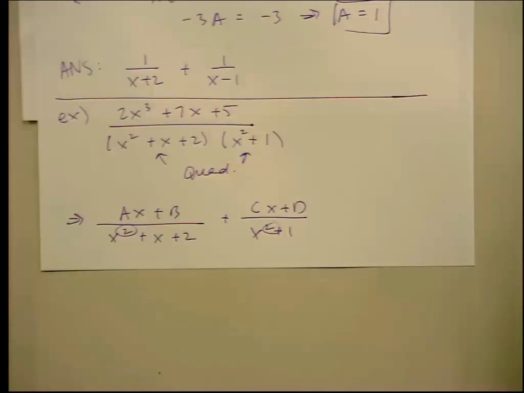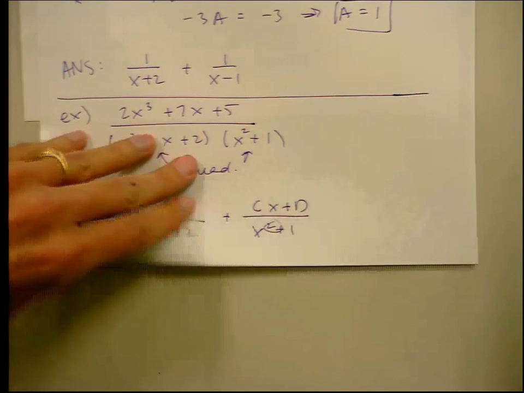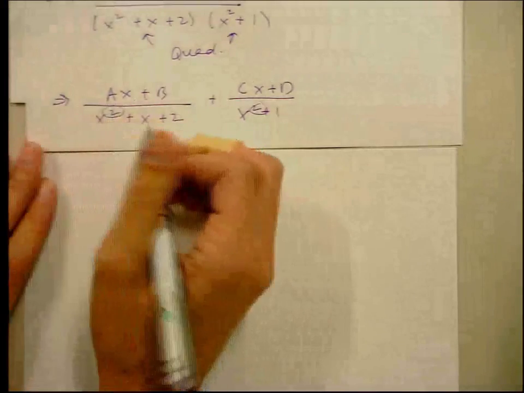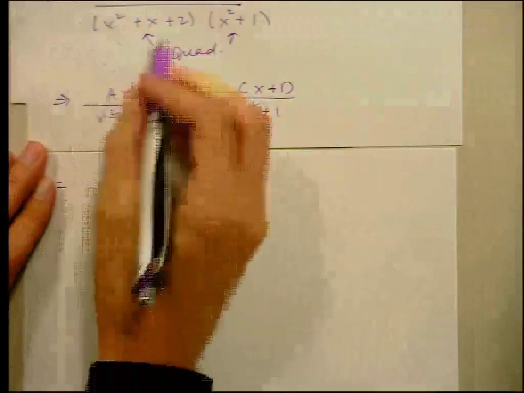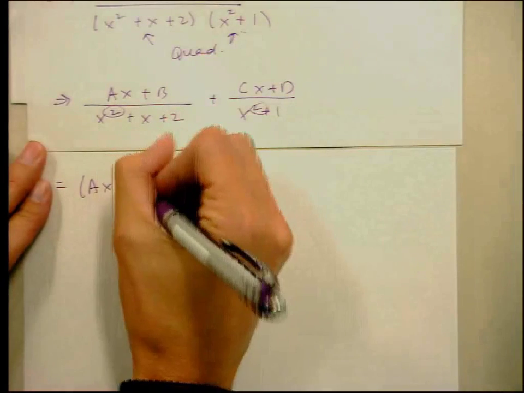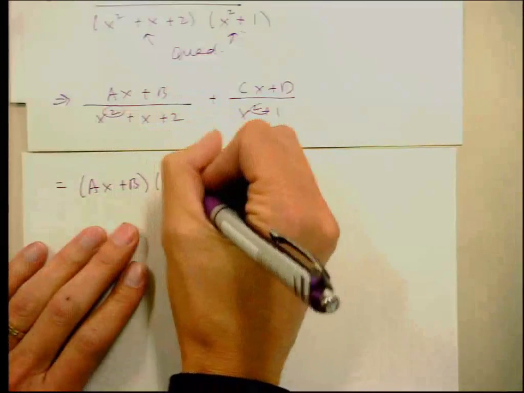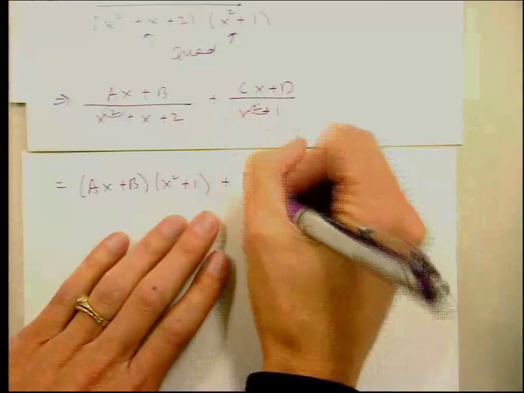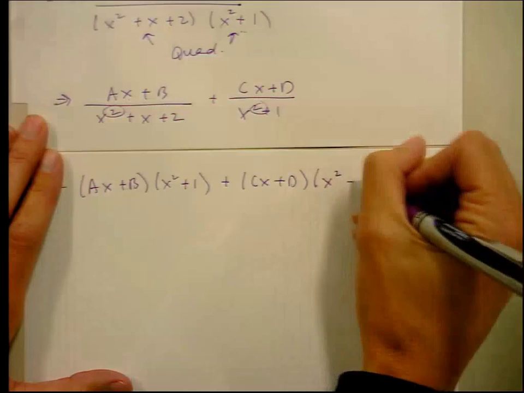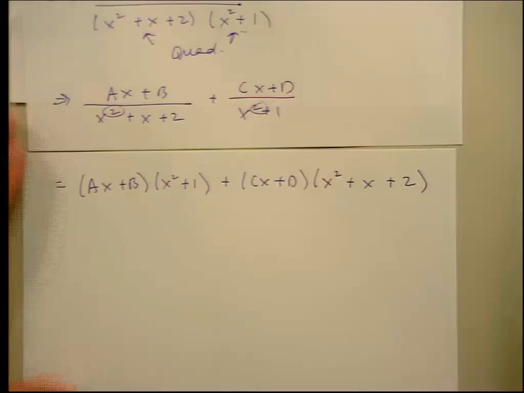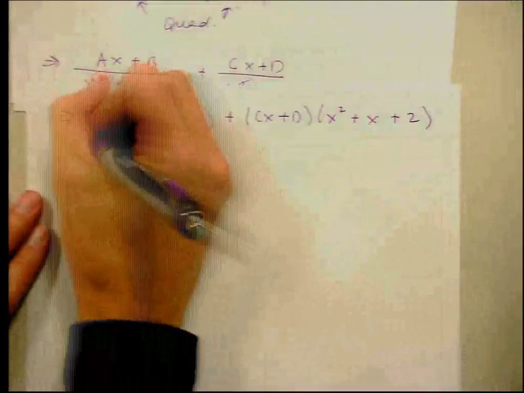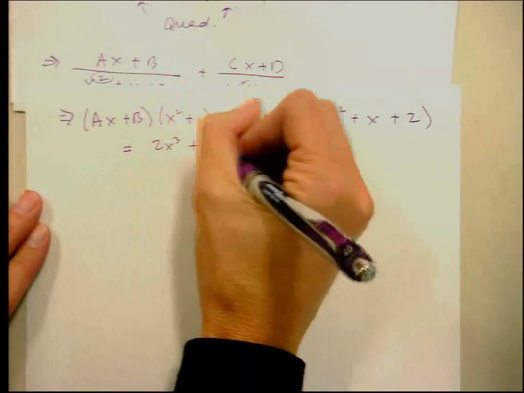So I've got these. I'm going to go ahead and get my numerators by getting the correct denominators. So the first fraction has the x squared plus x plus 2, but it's missing that x squared plus 1. So ax plus b, its fraction is missing x squared plus 1. The cx plus d fraction has the x squared plus 1. It's missing the other denominator factor, and that's x squared plus x plus 2. And I know that this all needs to be equal to, put an arrow there, 2x cubed plus 7x plus 5.